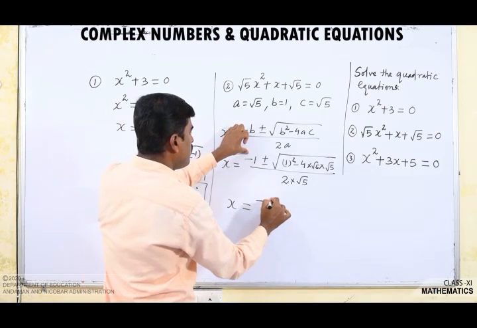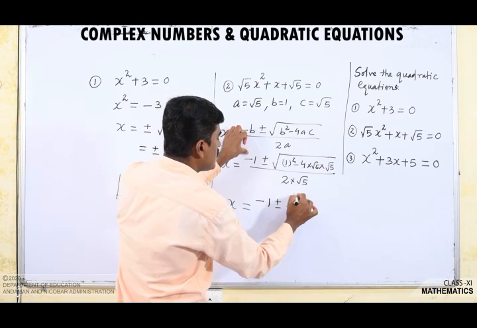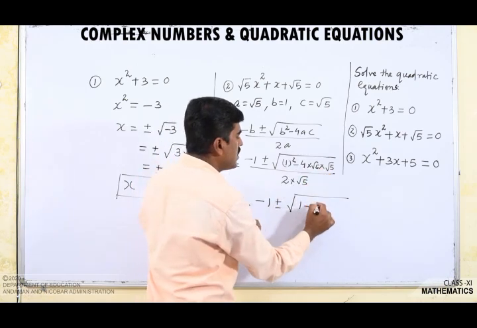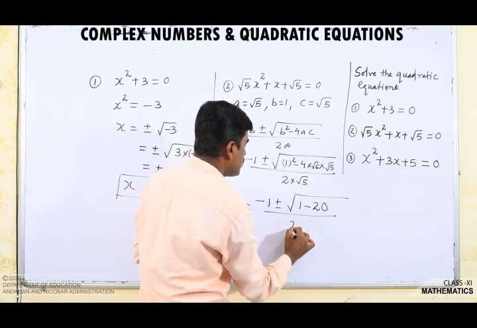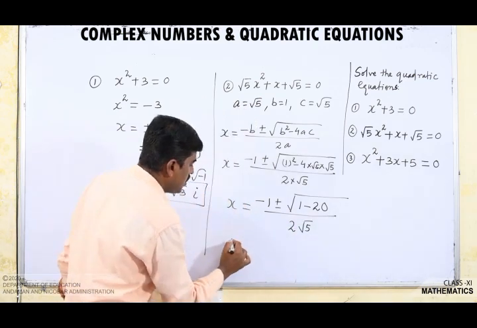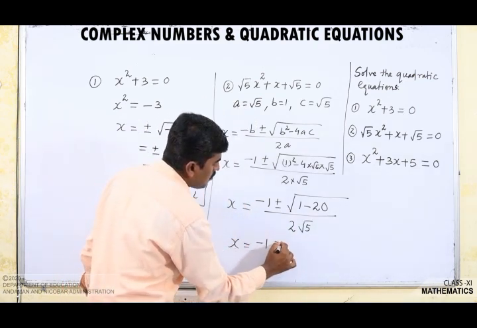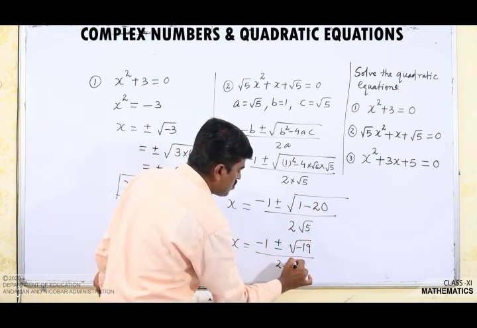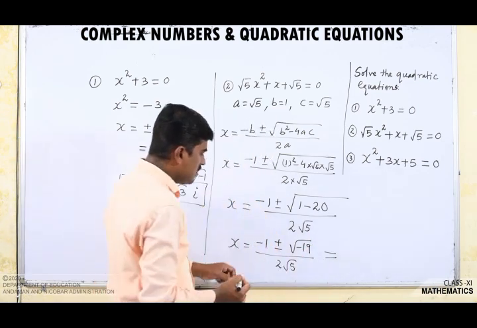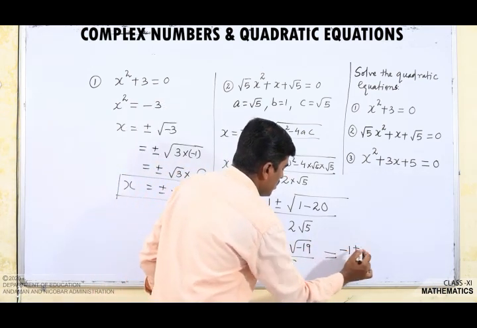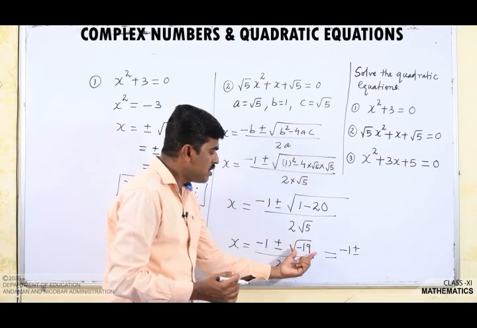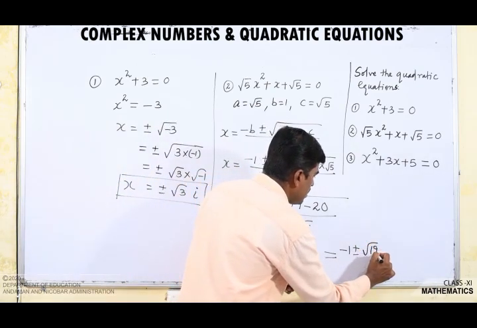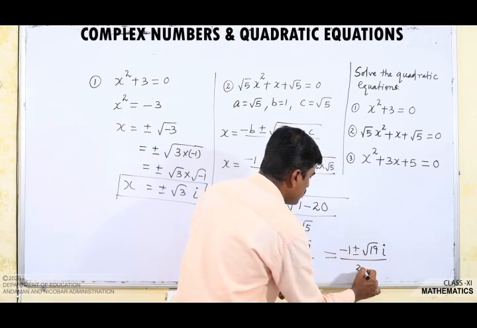x equals minus 1 plus or minus, this is 1 square, which is 1, minus, now root 5 into root 5 is 5, 4 into 5 is 20, divided by 2 root 5. So here we will get x equals minus 1 plus or minus root over minus 19 divided by 2 root 5. It can be written as minus 1 plus or minus root over minus 19. We know that root of minus 1 is equal to i, so it can be written as root 19 i divided by 2 root 5.